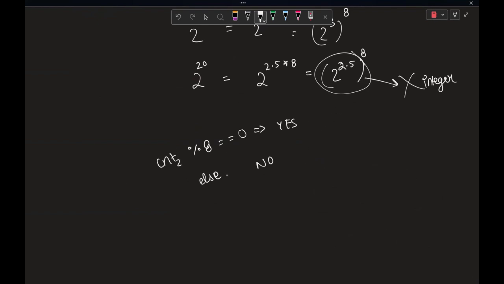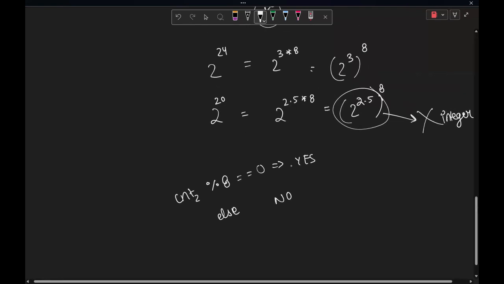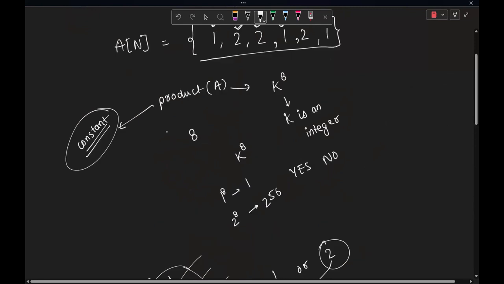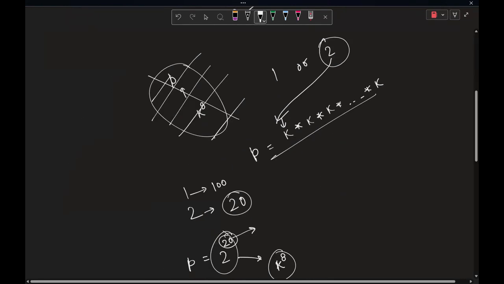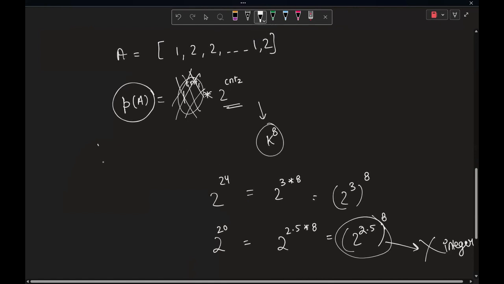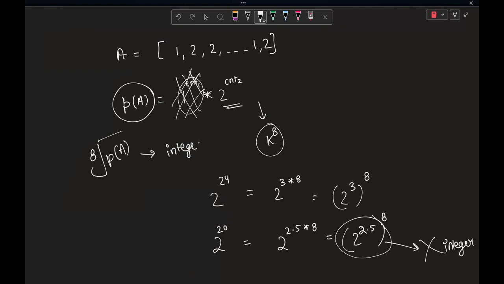Is this clear? Or does anybody have any doubts? Can we get the product of all elements and group it? Okay. So somebody is asking that can we actually find the product of the array and then root it by 8? If it comes out to be an integer, then the answer is yes, else no.